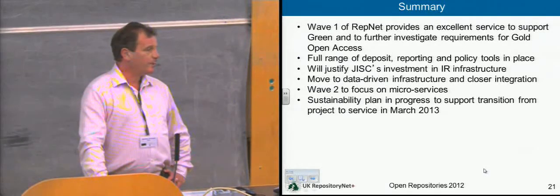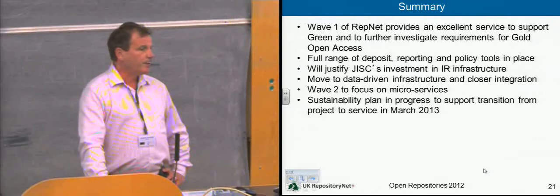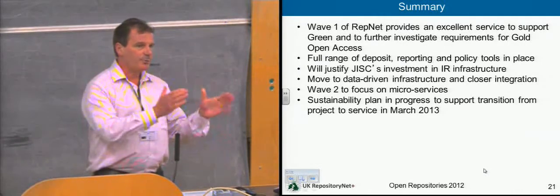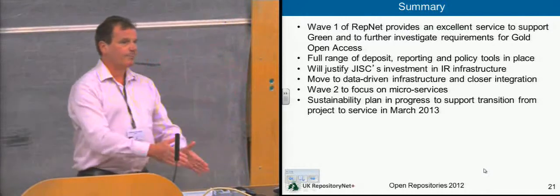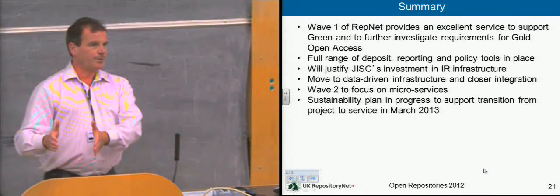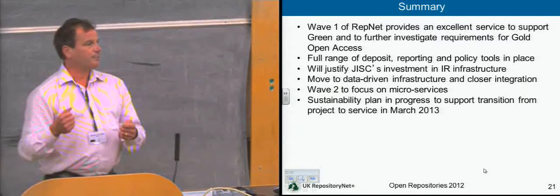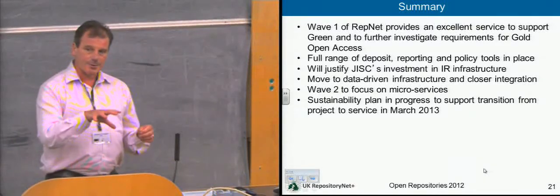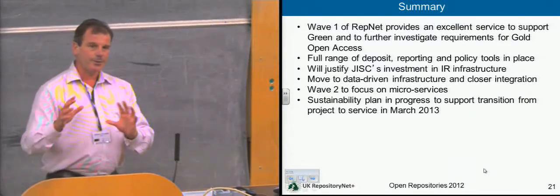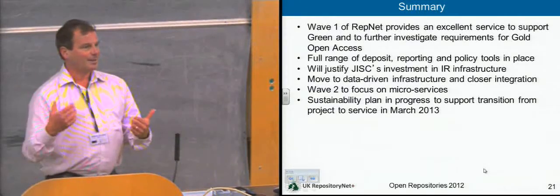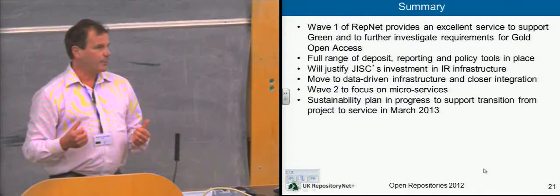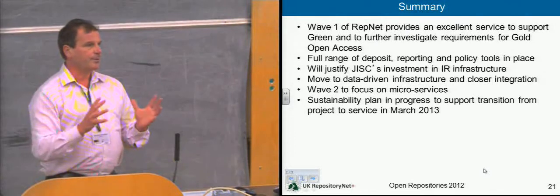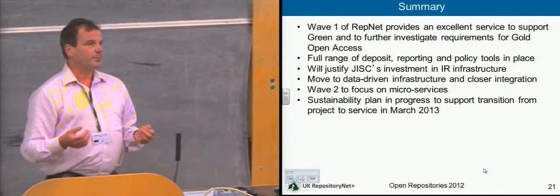Our aim at the moment, our real focus, is to move to this data-driven infrastructure because, as you can imagine, at the moment we've got a series of projects that don't talk to each other. So as part of the business plans, we're building APIs between these different systems so that they can talk to each other, so the reporting mechanism can get information from Romeo and Juliet. We can start to use the RJ Broker in some fairly innovative ways.